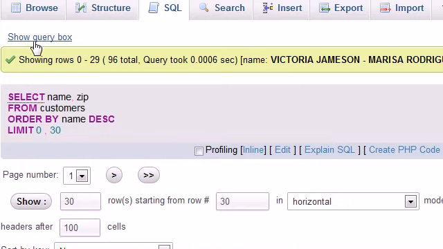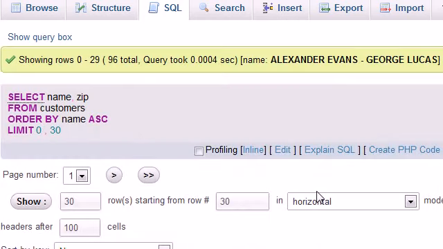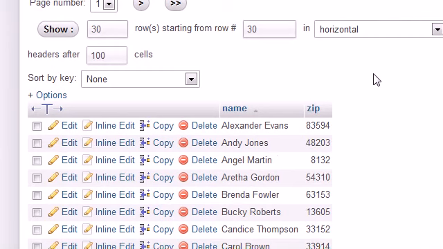Now, I want to mention this. You can go ahead and use ASC, which basically means ascending, but a lot of people don't do that. Since MySQL sorts ascending by default, there's no need to explicitly write ASC. So there you go. That's a little tip.